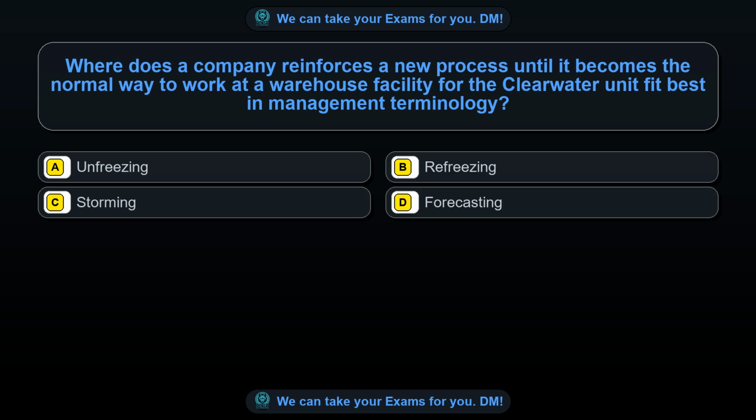Question 38. Where does a company reinforces a new process until it becomes the normal way to work at a warehouse facility for the Clearwater unit fit best in management terminology? Option A, unfreezing. Option B, refreezing. Option C, storming. Option D, forecasting. The correct answer is option B, refreezing.